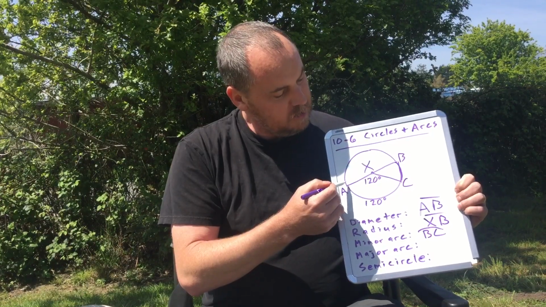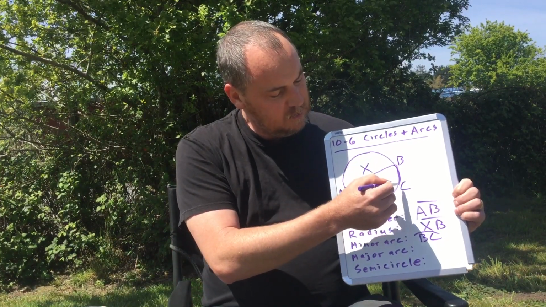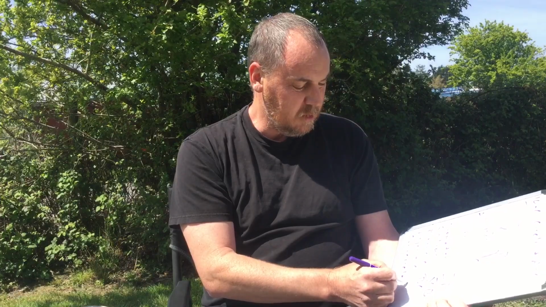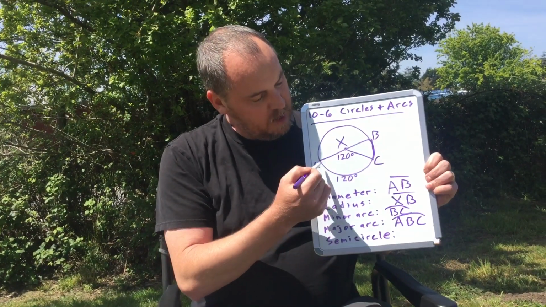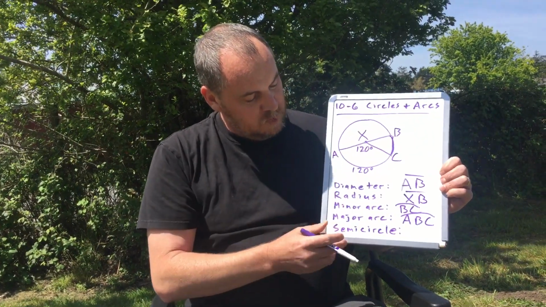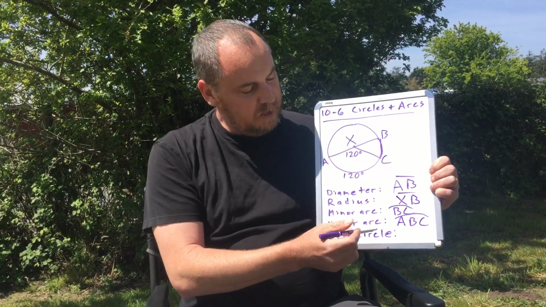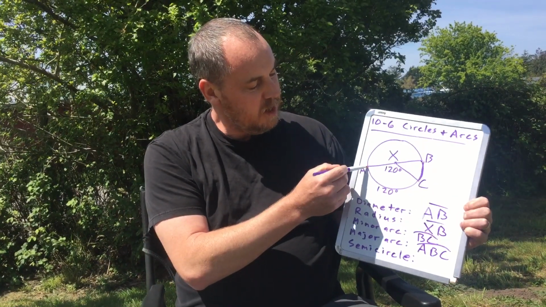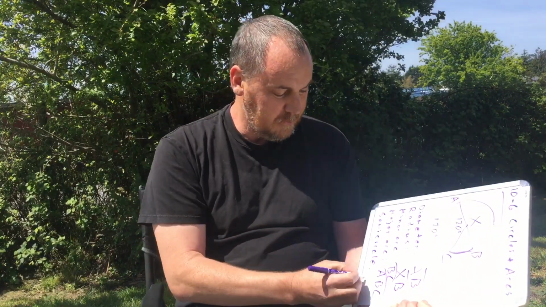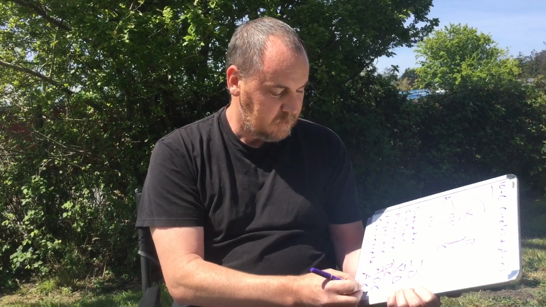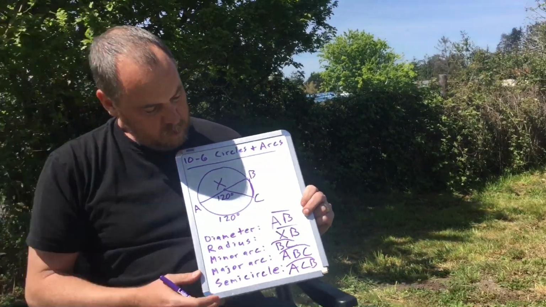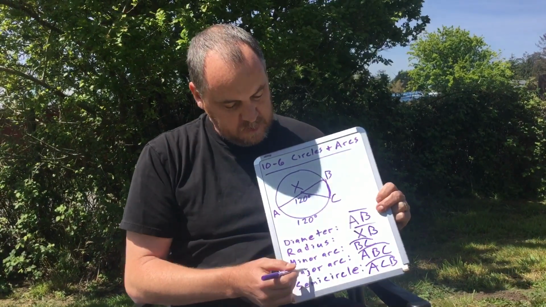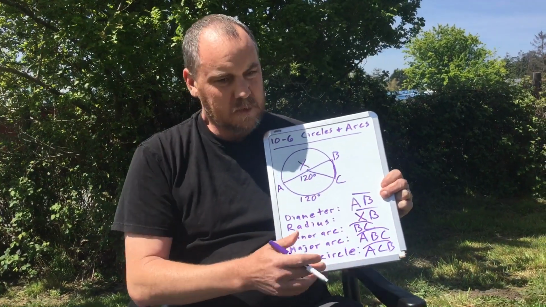So if I went from A over to B and then to C, that would be a major arc, and I have to put all three of those points down there. Okay, so it's going to look like that. That'd be a major arc. A over to B over to C. And then a semicircle will be exactly half of the circle. So you could go A, C, B. So there's your semicircle. So notice that a minor arc only has 2 points on the circle, and then a major arc and a semicircle have 3.